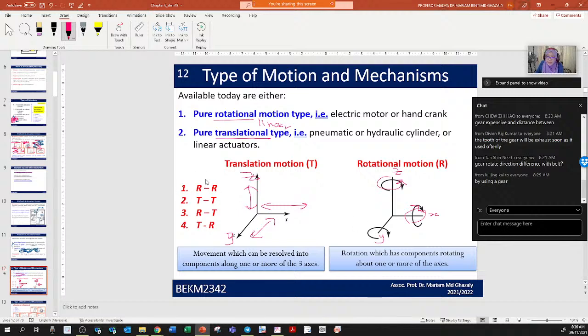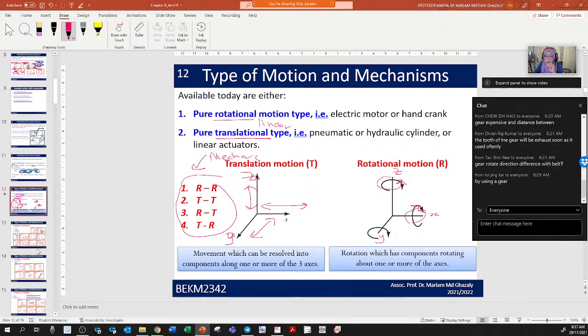So these are the two pure motions, and you can also convert between them: rotary to rotary, translational to translational, rotation to translational, and translational to rotation. You do this by using mechanisms. You cannot use other types of actuator, such as hydraulic, pneumatic, or electrical, to do this converting. Maybe it is possible, but you would need a more complicated design. Nowadays mechanisms are very cheap, so you can use them in any system, as long as you know what type of motion you require.